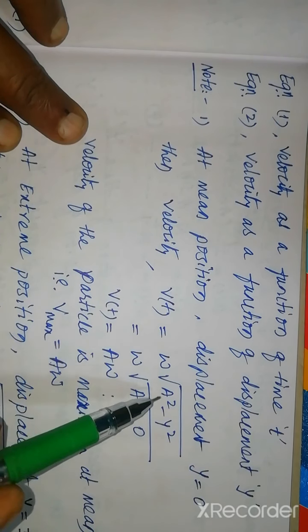At the extreme position, displacement y can be plus or minus a. Then velocity v of t equals omega root a square minus y square. Substituting y as a for the particle being at the extreme position, a square minus a square is 0, and anything multiplied by 0 is 0. So the velocity of the particle is 0 at the extreme position.